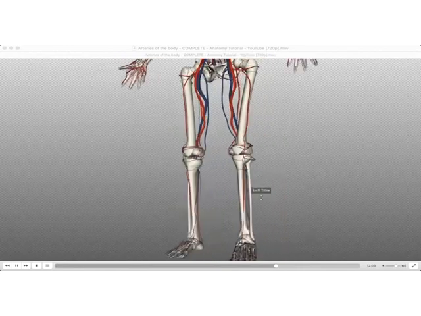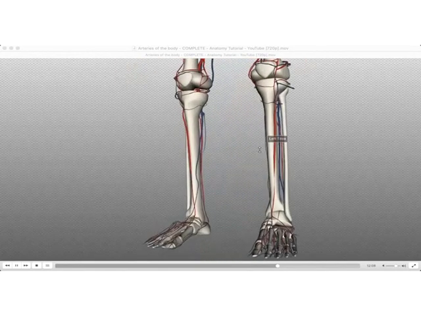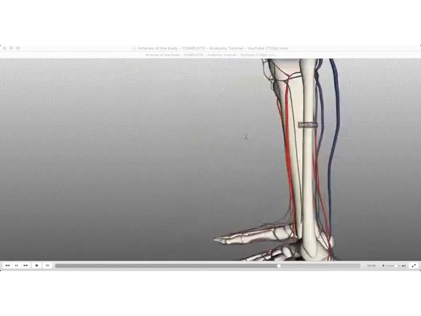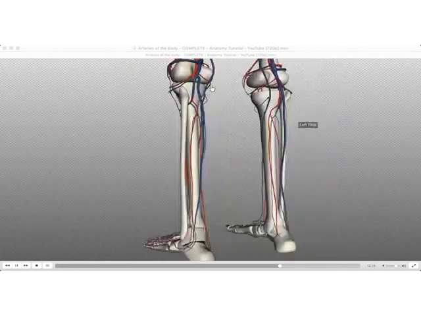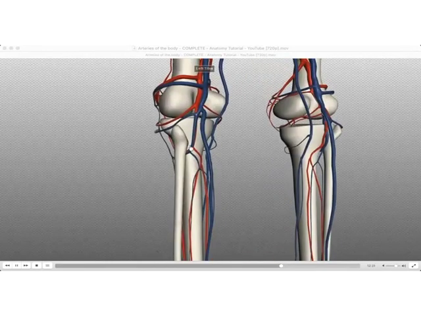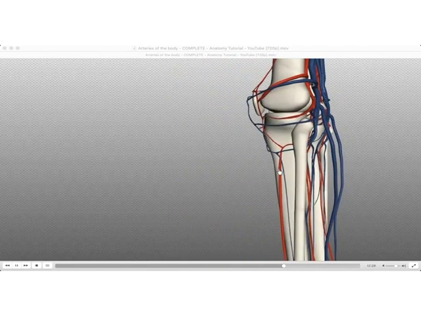So here we're looking at the front of the body. So the anterior surface of the tibia, and at the back, so you can see here the popliteal. Just zoom in a bit more. So the popliteal artery branches off, and you can see it winding around here, just underneath the tibia, to form the anterior tibial.